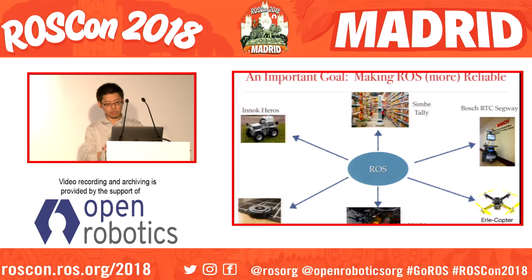So now coming to our ROS part. This is an important goal. We want to make ROS reliable or more reliable. We all know that ROS is everywhere now whenever we talk about robotics. To some extent, we are in a vulnerable position because we depend on it. We want it to be reliable.